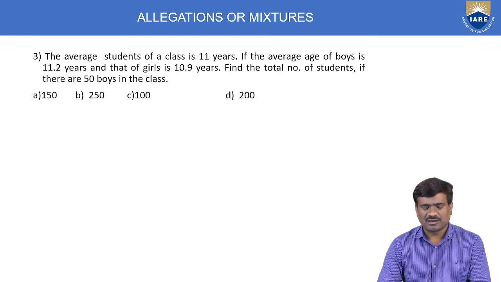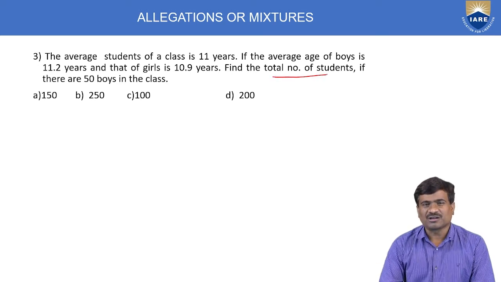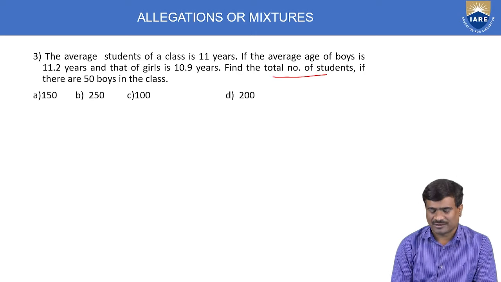Next, example number 3. The average age of students of a class is 11 years. If the average age of boys is 11.2 and that of girls is 10.9, find the total number of students, if there are 50 boys in the class. A 150, B 250, C 100, D 200.